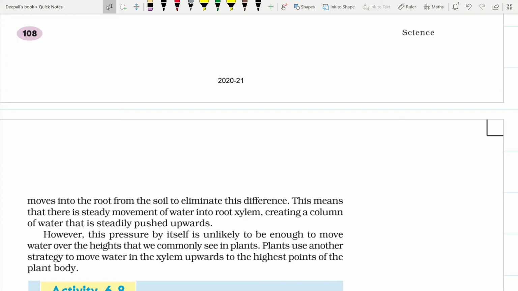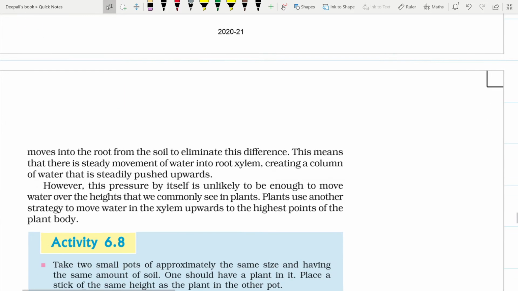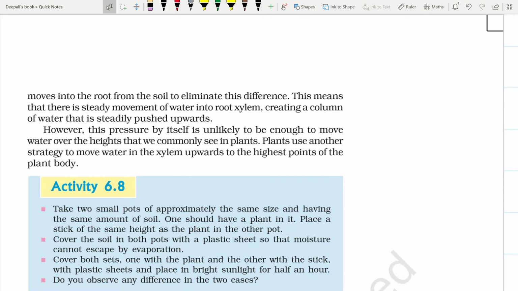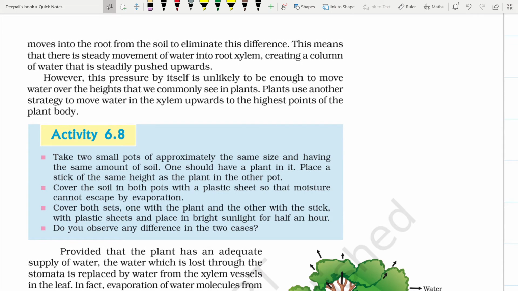However, this pressure by itself is unlikely to be enough to move water over the height that we commonly see in the plants. Plants use another strategy to move water in xylem upwards to the highest point of the plant body. Take two small pots of approximately the same size and having the same amount of soil.